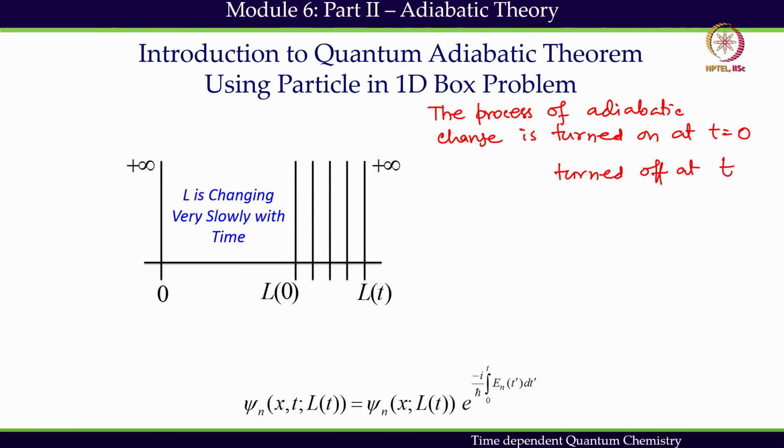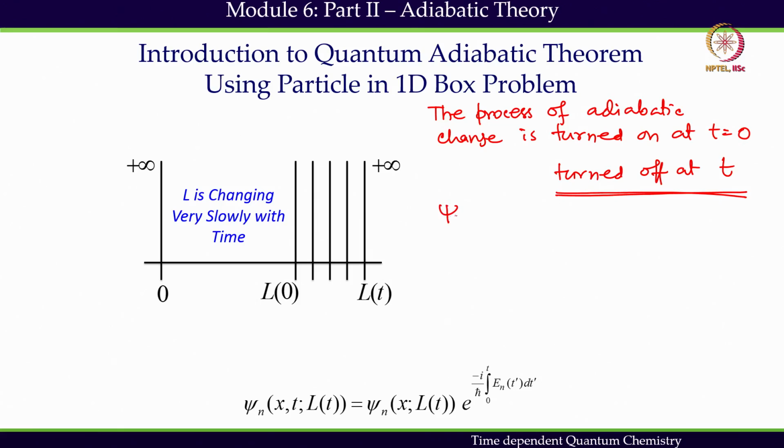I mean, one can choose what kind of t one would like to have. So, t is an arbitrarily chosen later time. So, it is turned off at t, and if it is turned off at t, then what happens?